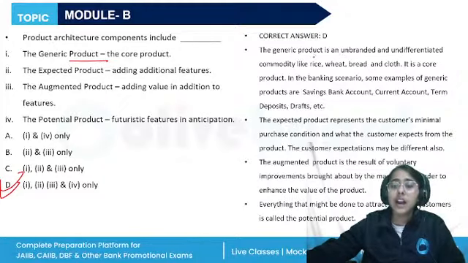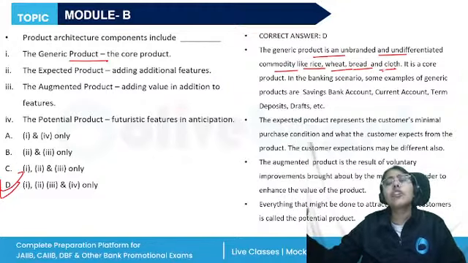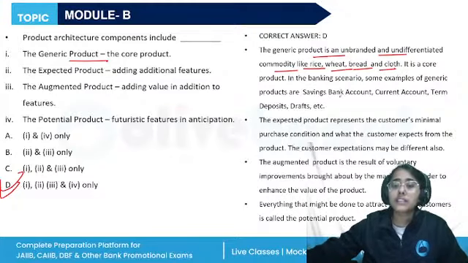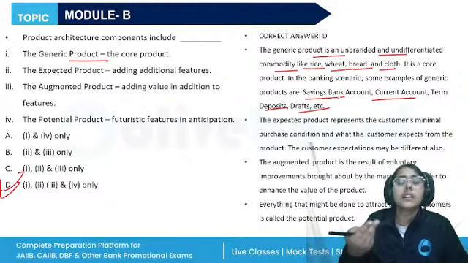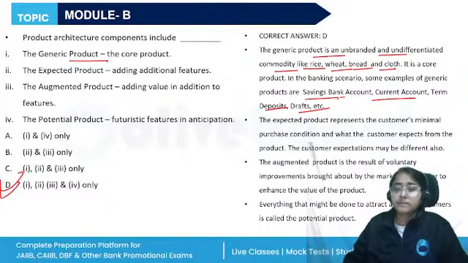Generic product is the unbranded, undifferentiated commodity like rice, wheat, bread, and cloth. It is undifferentiated. The customer will not differentiate. It can buy the bread from any company until and unless they have a specific requirement. So it is a generic product. It is a core product. In the banking scenario, generic products are saving bank account, current account, term deposit, drafts, which are more or less offered in the same manner by all the banks.